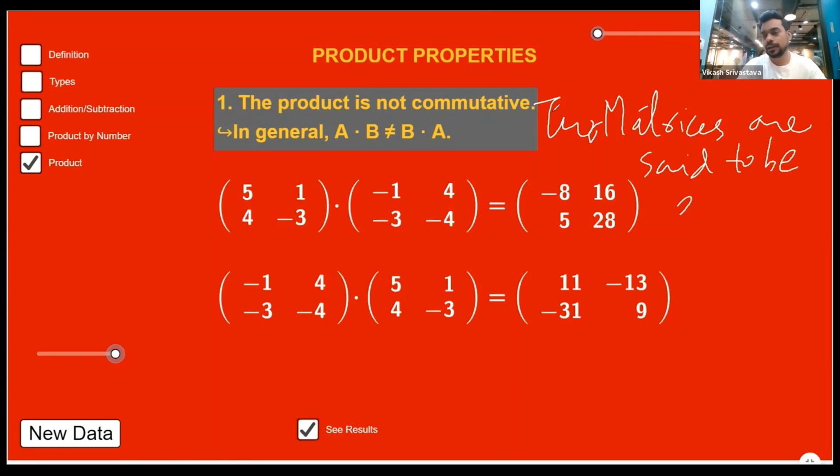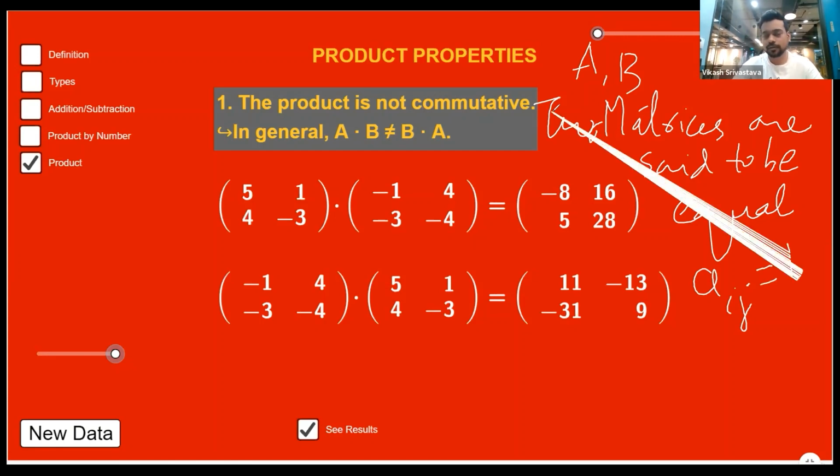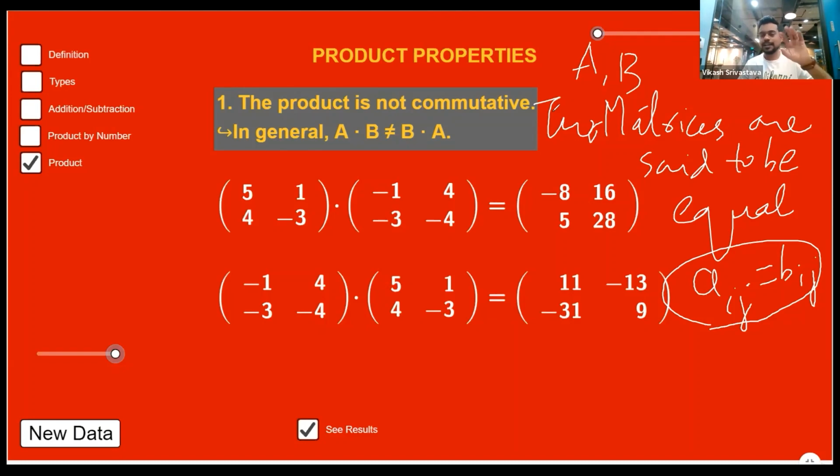They are said to be equal when, let's say we have two matrices, A and B. Each element of A can be denoted by aij, and each element of B by bij. Only if this condition holds for all the elements of both matrices, as in their corresponding elements are equal, will we say that the two matrices are equal. And in this case you can verify that these two matrices are not equal.